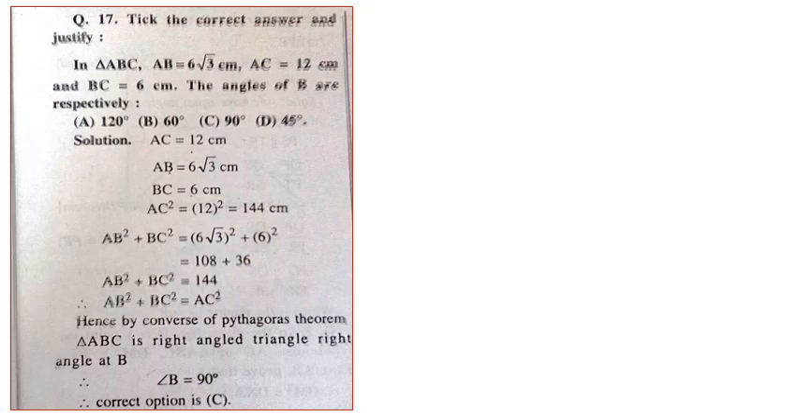AC is equal to 12 centimeter, AB is equal to 6 root 3 centimeter, BC is equal to 6 centimeter. In this, AC square is equal to 144, that is 12 square is equal to 144 centimeter. AB square plus BC square is equal to 6 root 3 square plus 6 square, that is equal to 108 plus 36 is equal to 144.